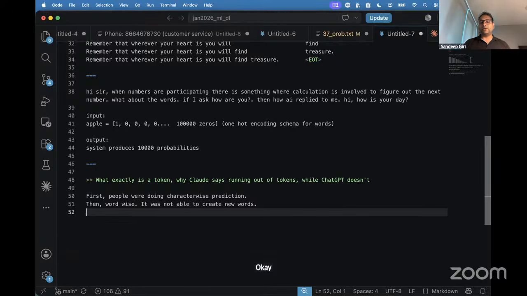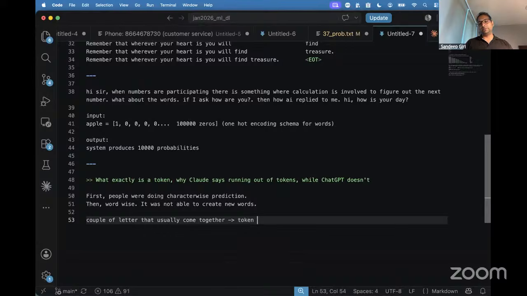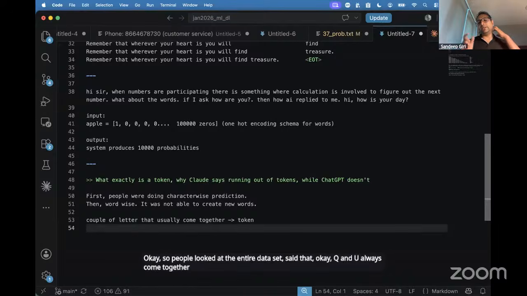So people said, okay, let's do something in between. Couple of letters that usually come together were marked as a token. People looked at the entire data set and said, okay, Q and U always come together, let's create a token for them. Similarly, for all other things that come together, we come up with a token.